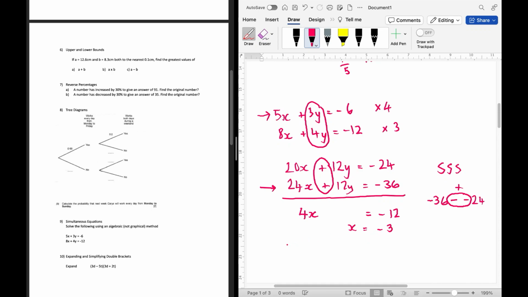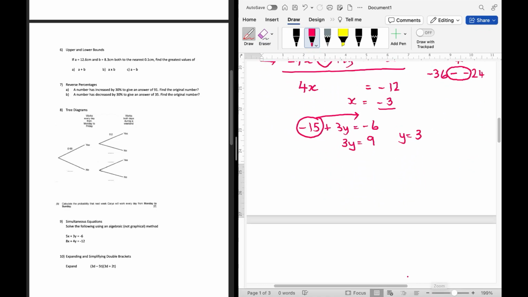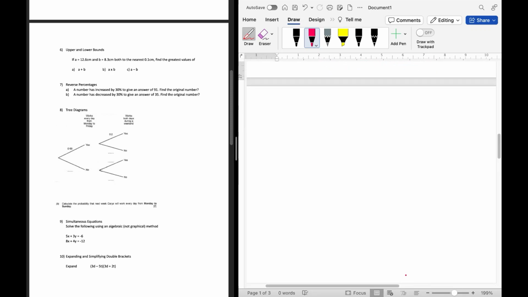I'm shortcutting here. So 5x would be 5 lots of this, which is minus 15, plus 3y equals minus 6. The minus 15 can go over as plus 15. So minus 6 plus 15 is 9. So y equals 9 divided by 3, and that's actually positive 3. Hurrah! Go to this page here.